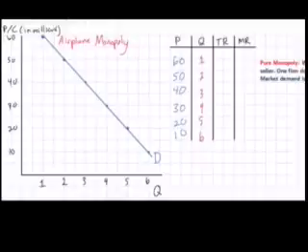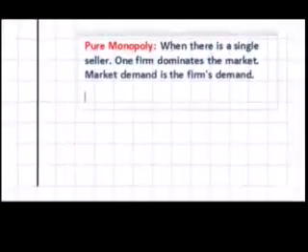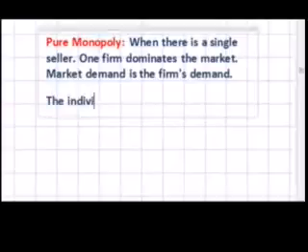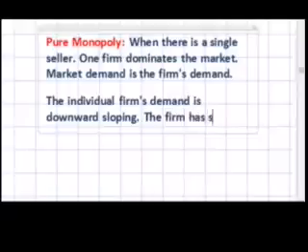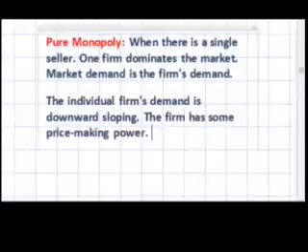Now, the first thing we should notice in a monopolistic market compared to a perfectly competitive market, which we have already studied, is that the demand for an individual firm's output is downward sloping. That's an important characteristic of a monopolistic market. The individual firm's demand is downward sloping. This means that the firm has some price making power. By which I mean, if the firm wished to raise its price, all it would have to do is reduce its output, and it could charge a higher price for its product.